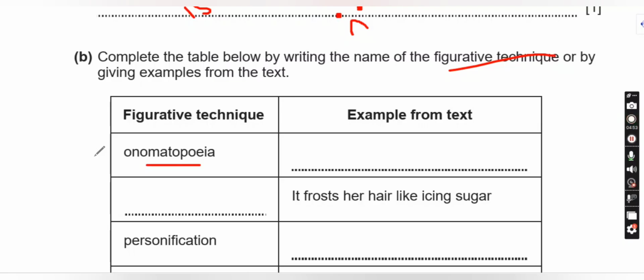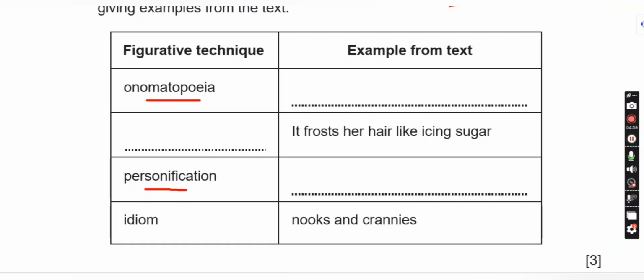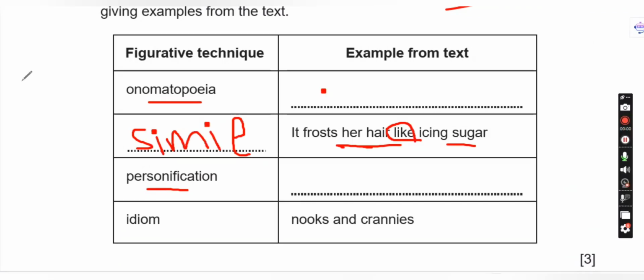Personification gives human qualities to objects, like 'The cookies are calling my name.' Simile is a figurative language that compares something with something else using as or like. That's what we call simile. So if I say, 'it frosts her hair like icing sugar,' once you can see or notice like or as, it will be simile, no question. Don't give it a second thought. It's simile. Now let's go to the text to look for onomatopoeia and personification.